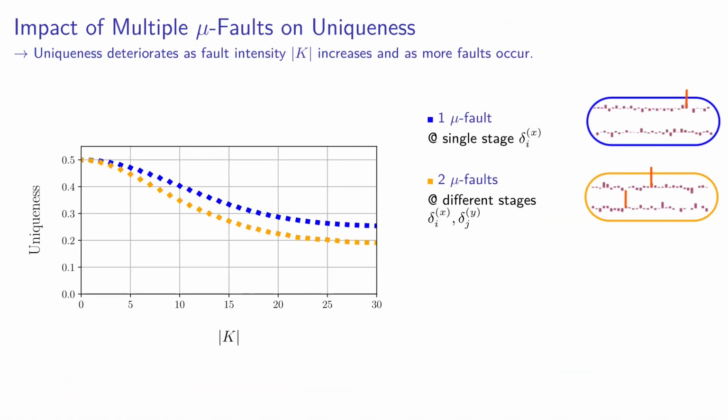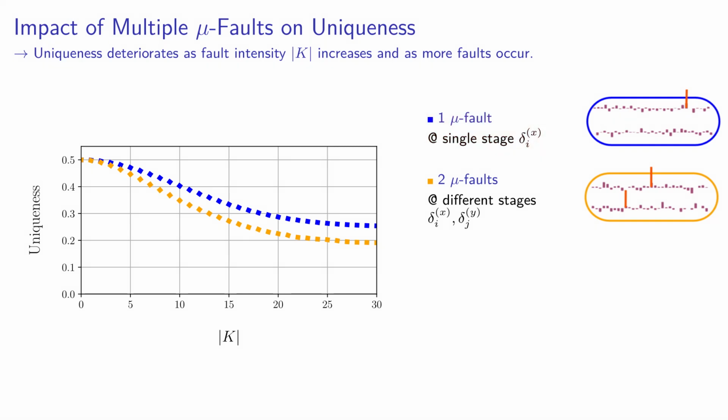Mu faults in particular have the potential for devastating effect on uniqueness, which is seen as the magnitude of the fault intensity K increases. For this reason, we also considered how multiple mu faults might affect uniqueness. The data in blue is similar to what was shown in the previous slide with single faults, but here we are averaging the uniqueness of 1000 APUFs and only considering the positive values of K. With a single mu fault, there is a 50% chance that a challenge will not select the abnormal delta, decreasing uniqueness to 25% as K grows large.